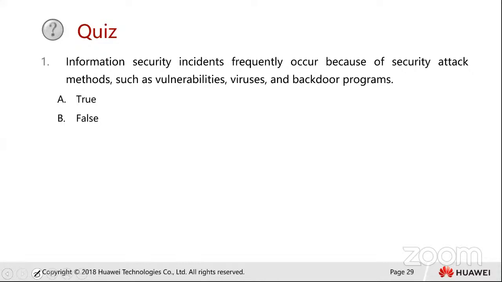Okay, so there's a poll on your screen. Kindly choose what you think is the right answer in the next 3 minutes. Information security incidents frequently occur because of security attack methods such as vulnerabilities. You have about 2 minutes. I've so far seen 54 responses out of 176. So kindly take your time. There's a poll on your screen. If you don't see it, just look around in your Zoom application, you'll be able to see it.